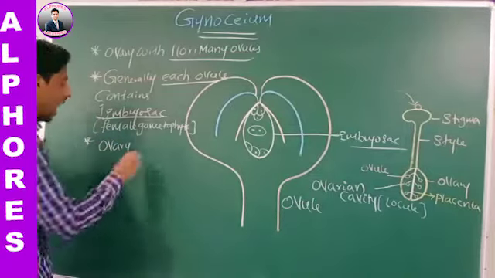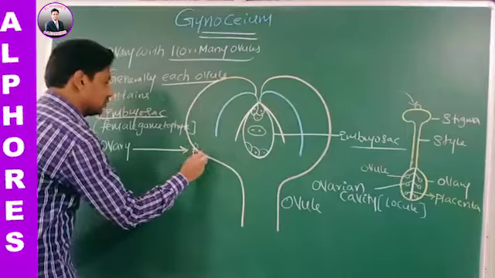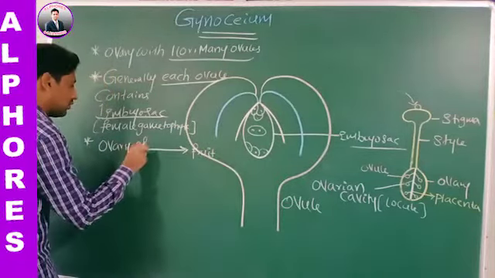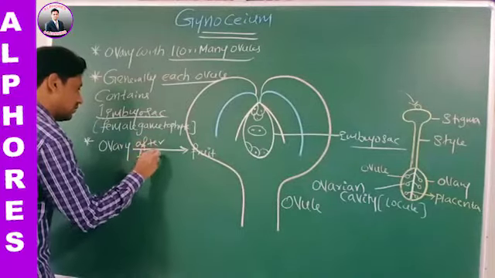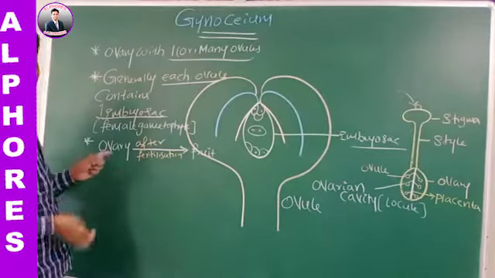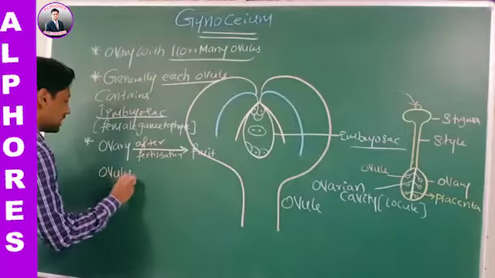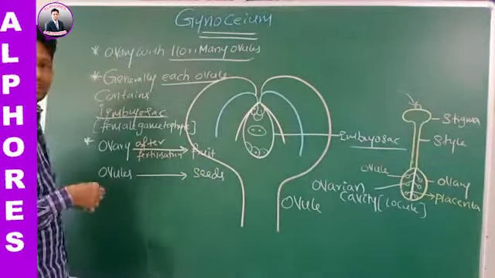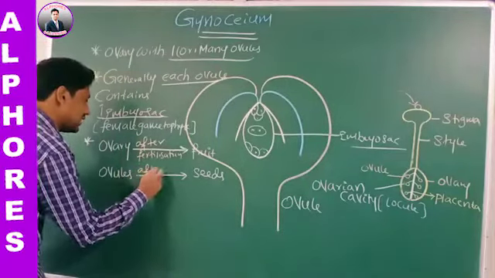If you take the ovary, after fertilization, this ovary changes into fruit. When? After fertilization. And after fertilization, ovules change into seeds.